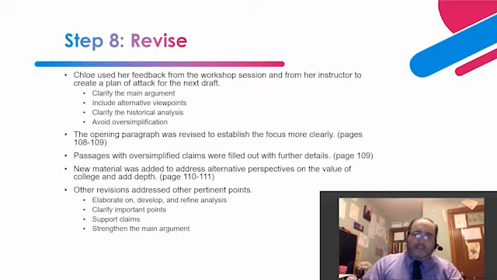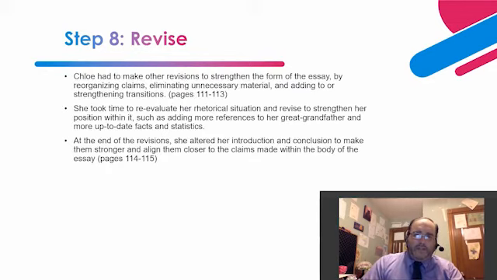Next thing that she wound up doing was focusing on form. Okay? She had to make other revisions to strengthen the form of the essay by reorganizing claims, eliminating unnecessary material, and adding to or strengthening transitions. Okay? There's an example of this on pages 111 through 113, fully annotated for you.